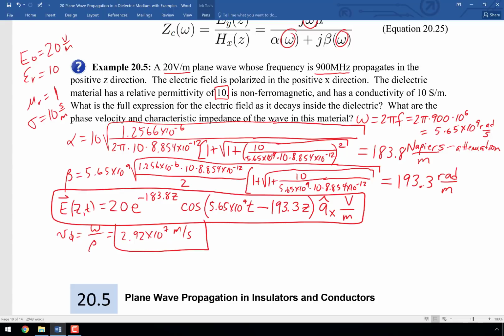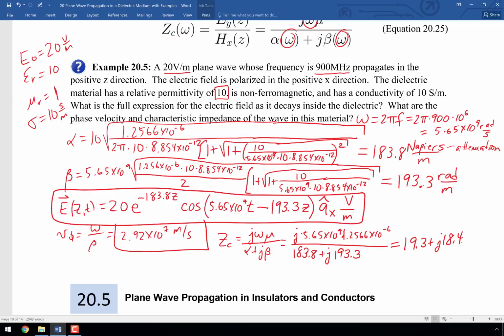And then z sub c is j omega mu divided by alpha plus j beta, which is j times 5.65 times 10 to the 9th multiplied by 1.2566 times 10 to the minus 6th. That's divided by alpha, which was 183.8, plus j times beta, which is 193.3. Again, MATLAB will come to our aid, and we get that it is 19.3 plus j 18.4 ohms.